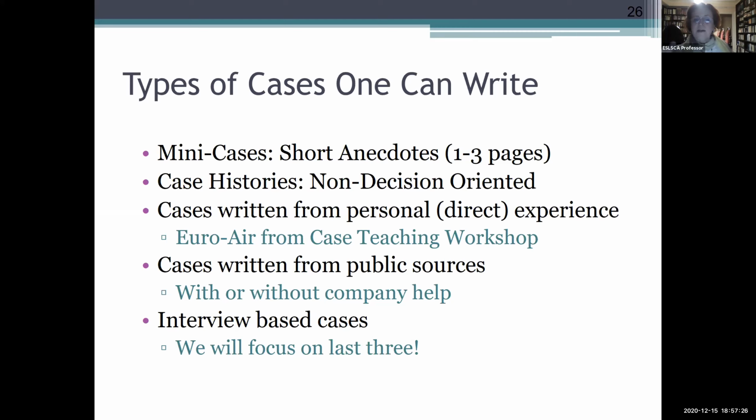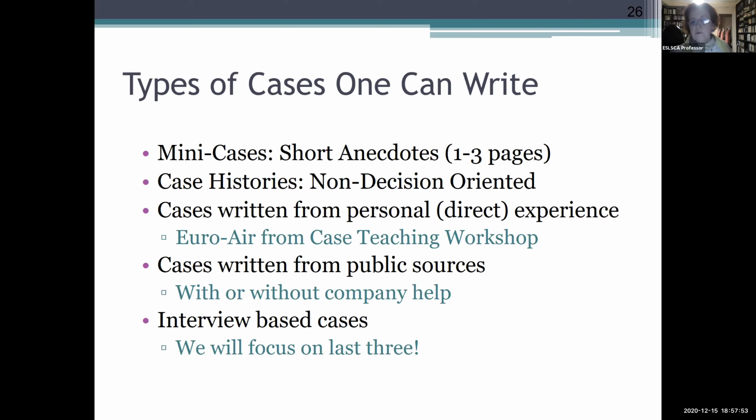You can have case history. These are not decision oriented, where you just describe what happened, so there is nothing to do. There are cases written from personal experience. So for example, some managers retire and they want to share the wealth of their experience. They can write it themselves, like the case about liquidation of the bank I just mentioned.